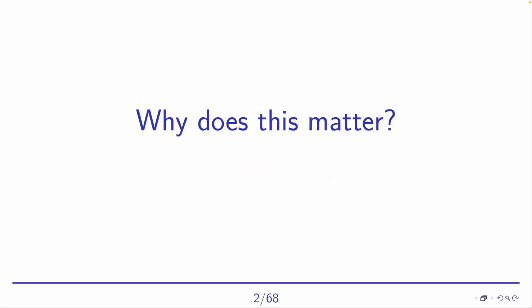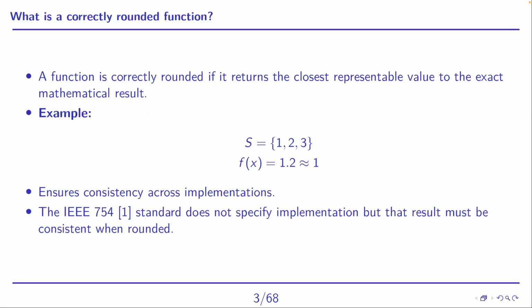The first thing we want to ask ourselves is, why does it matter? Why do we want a correctly rounded function? And to do that, the first thing we've got to do is define what it is. A correctly rounded function is defined as a function that is going to return the closest representable value to an exact mathematical result. And what does that mean?